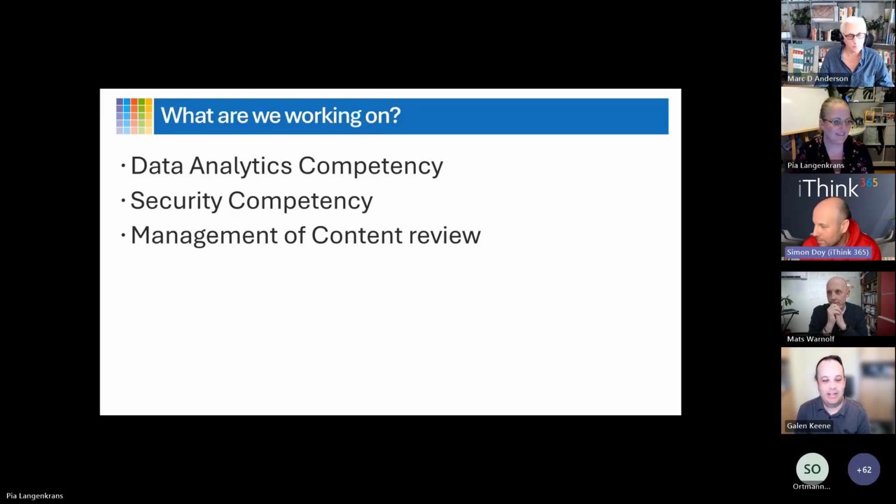Yeah. So this is what we're currently working on. As discussed earlier, we've got this data analytics competency to call out for anybody who would love to help out there. Apologies if somebody has said that they're going to do this, but I don't think they have. The security competency is being worked on, so that's fantastic. And then we were going to visit the management of content as well, because things have moved on, and it's quite a popular competency. So we're starting to look at reviewing that.